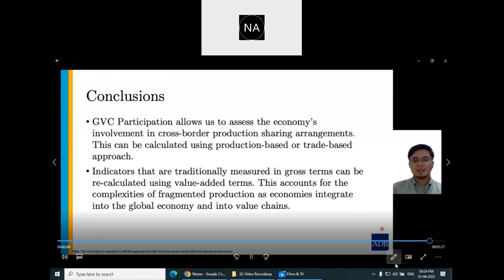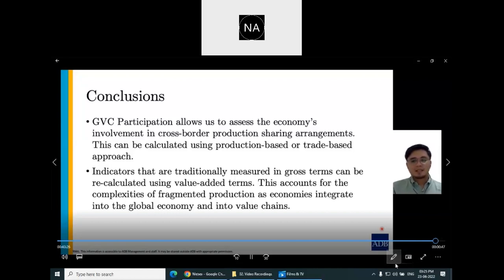Now, to conclude this session, we've seen that GVC participation is a measure that allows us to assess the economy's involvement in cross-border production sharing arrangements. Now, this can be calculated using two approaches, using the production-based approach or the trade-based approach. Both can be seen from a forward and a backward perspective. Its calculation is reliant on the decomposition of gross exports into value-added components following the Borin and Mancini exports decomposition, which we use in the more recent publications of ADB.